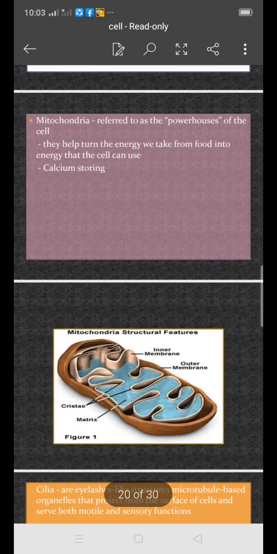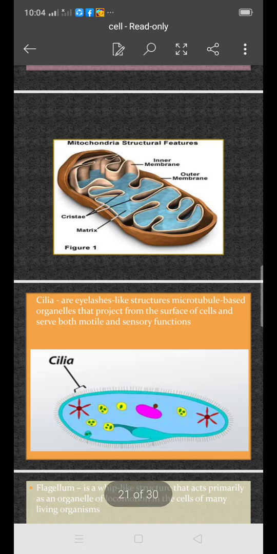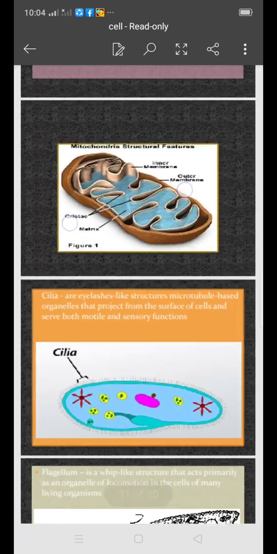And we have also mitochondria. Mitochondria are referred to as the powerhouses of the cell. They help turn the energy we take from food into energy that the cell can use. Calcium storing. So this is the image of mitochondrial structural features.